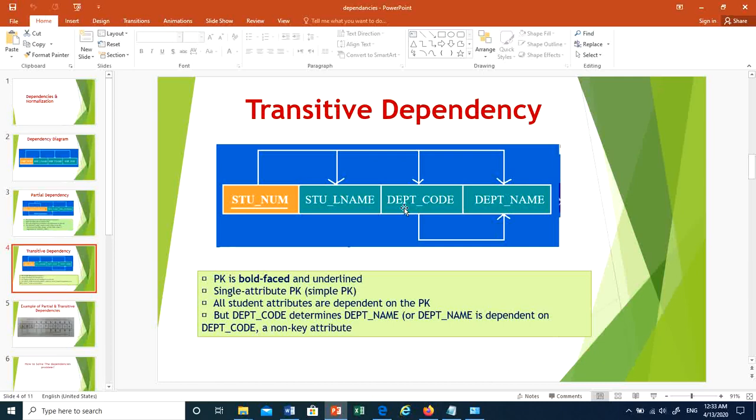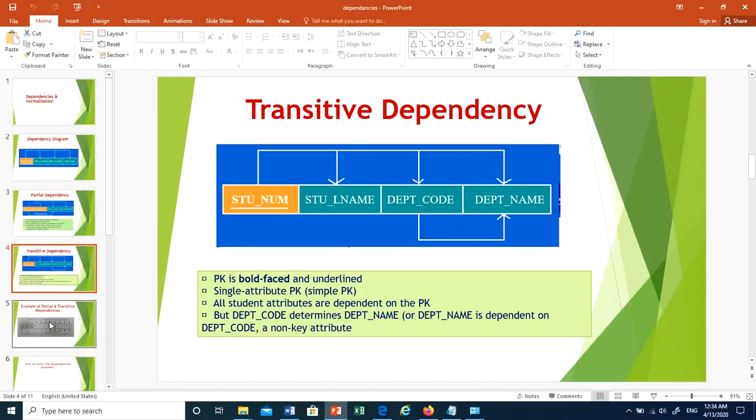So this is what we call transitive dependency. So again, transitive dependency is when a non-key attribute determines other attributes. Non-key means not a primary key and not part of the key. It is just an attribute, like this one, department code, and it can determine this one, department name. This is what we call transitive dependency. So all these student attributes are dependent on the primary key, but also the department code determines department name, or we can say that department name is dependent on department code, which is a non-key attribute.